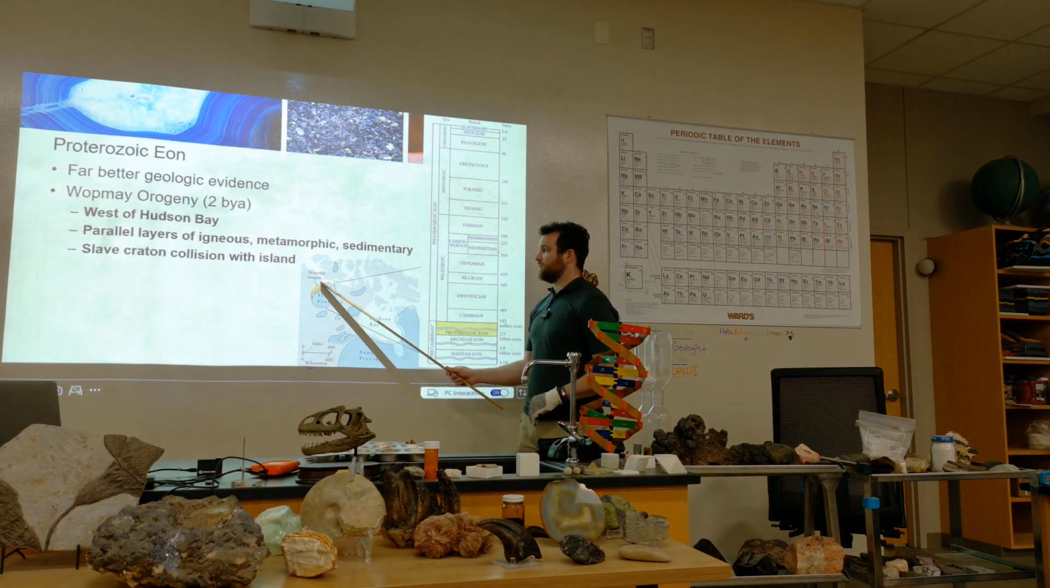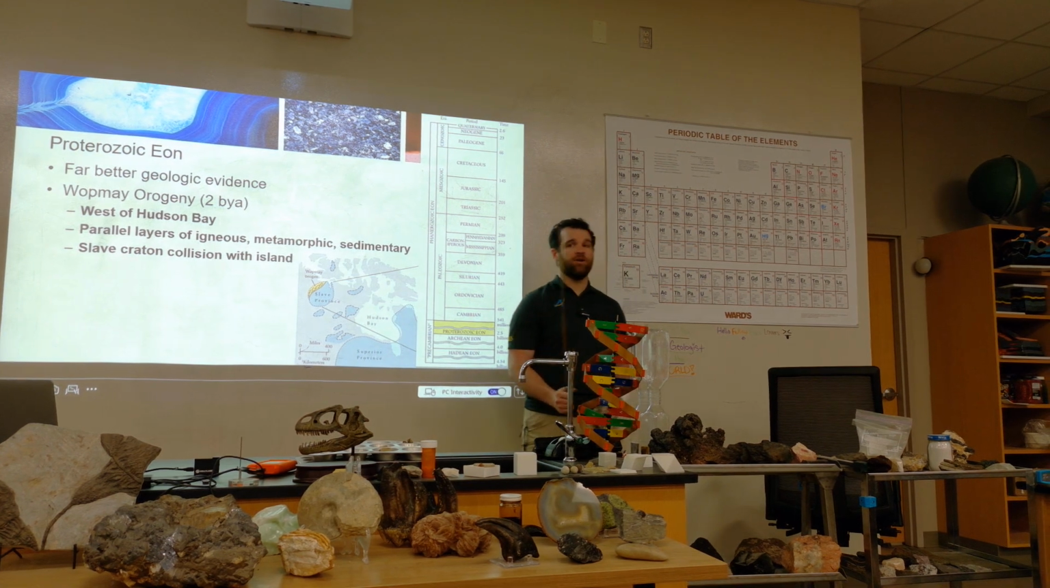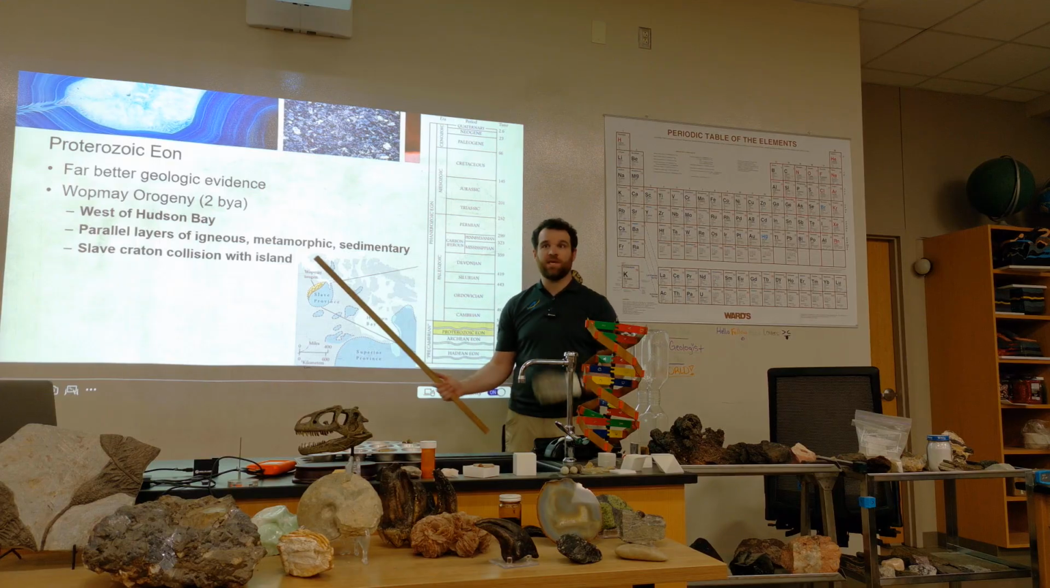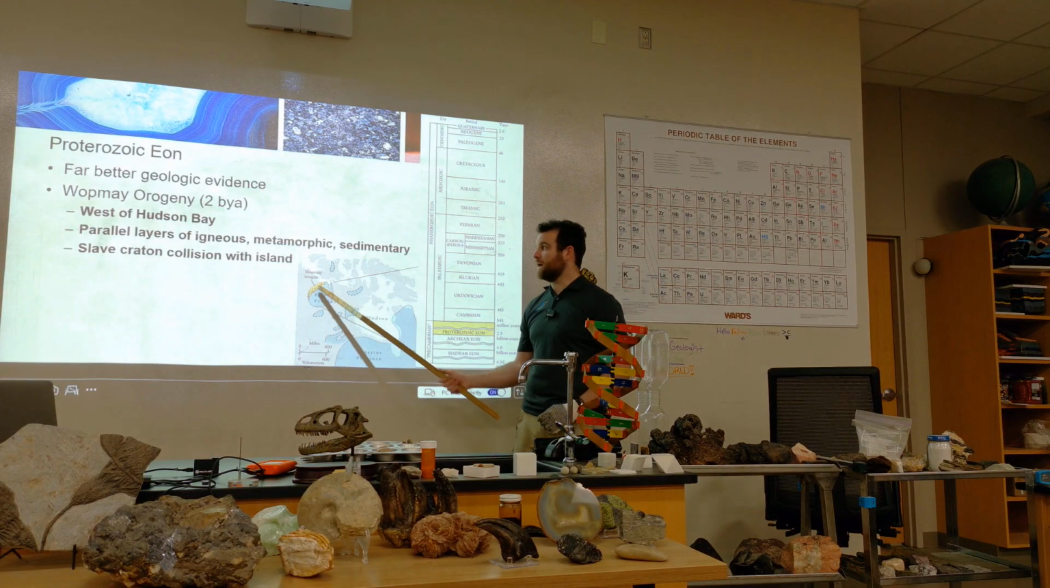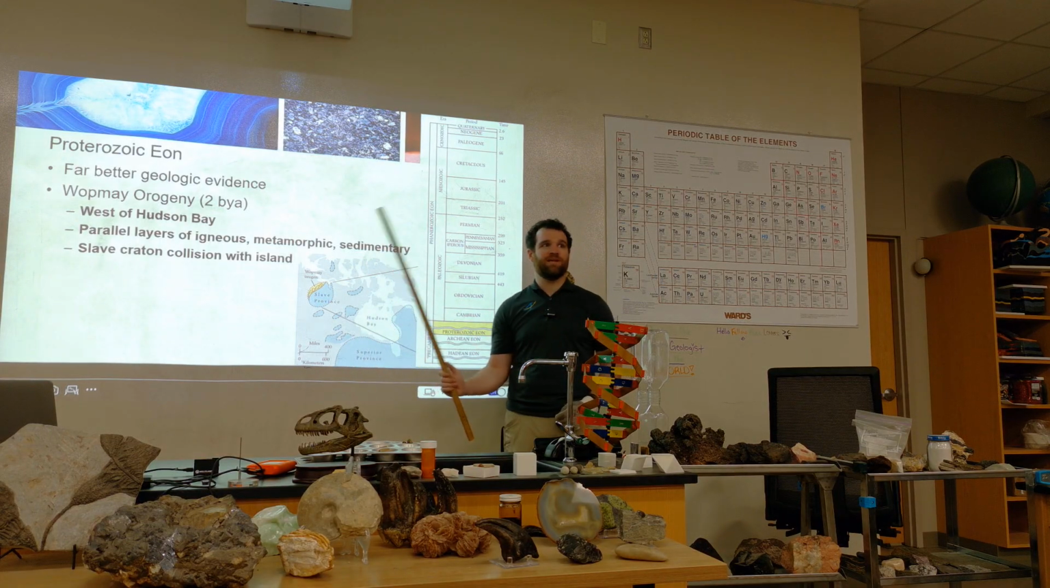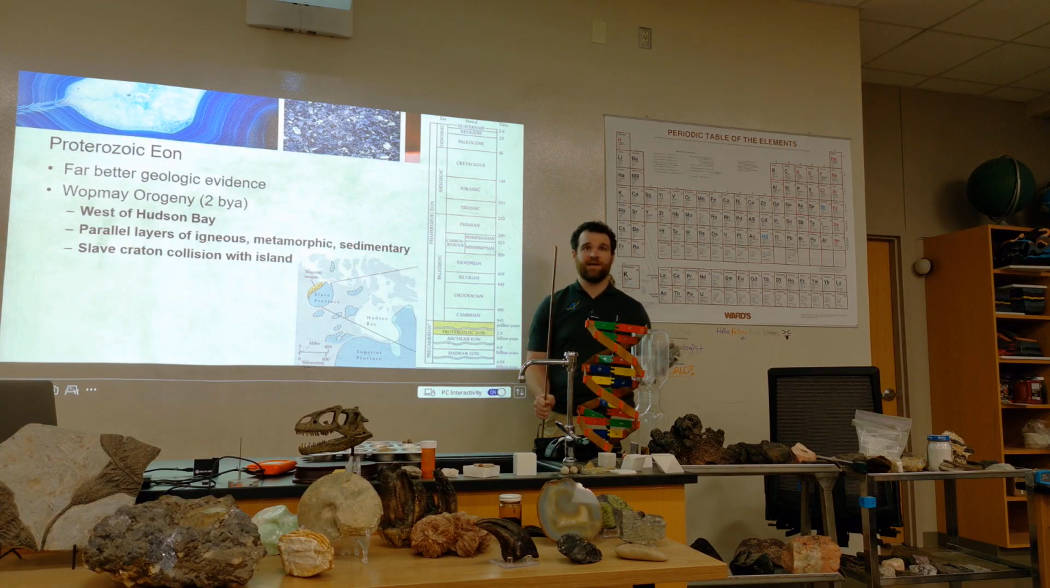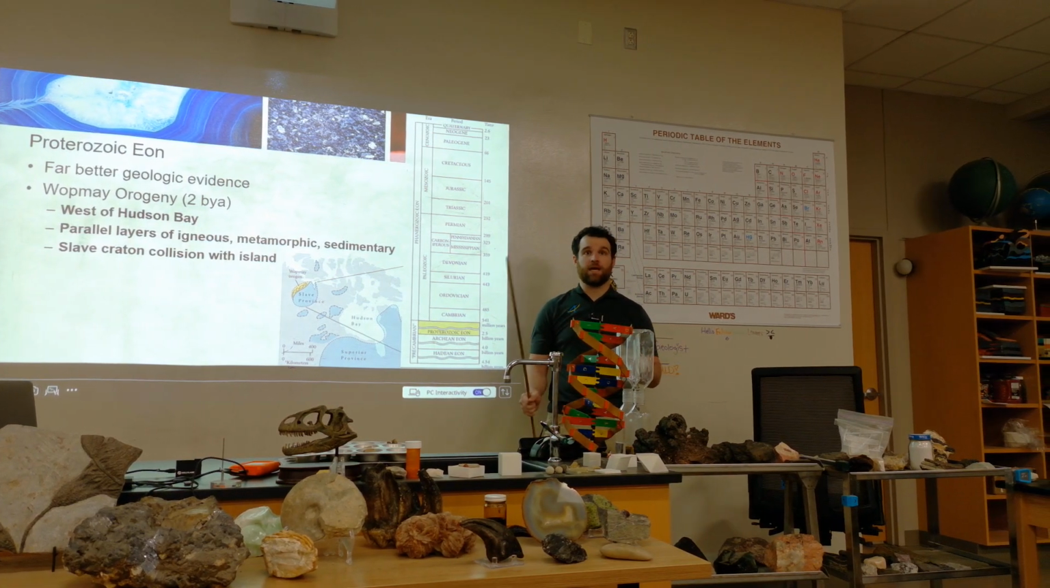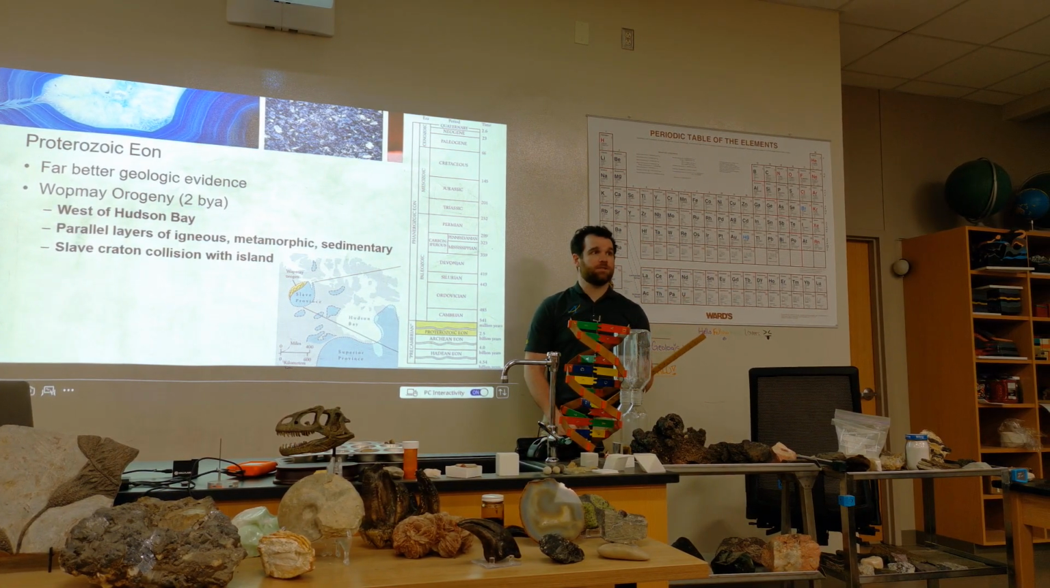Now, over here on the west edge of that is called the Wopmay orogen. That is where another continent slammed into the Slave Province here and made a giant mountain range. This is the first major mountain building event that would go on to later make the North American continent, okay?